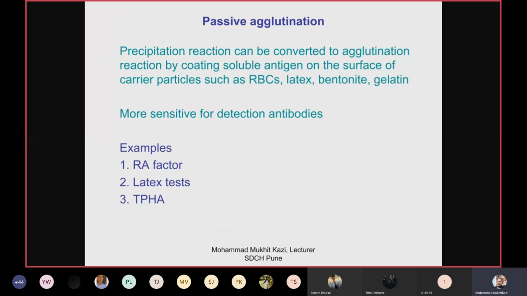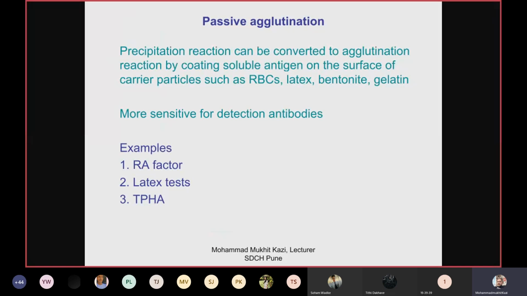Why is it called passive agglutination? The precipitation reaction can be converted to an agglutination reaction by coating soluble antigen on the surface of carrier particles such as red blood cells, latex particles, bentonite particles, or gelatin particles. What is the usefulness of passive agglutination? It is more sensitive for detection of antibodies. Agglutination reactions are more sensitive to detect antibodies than antigen.